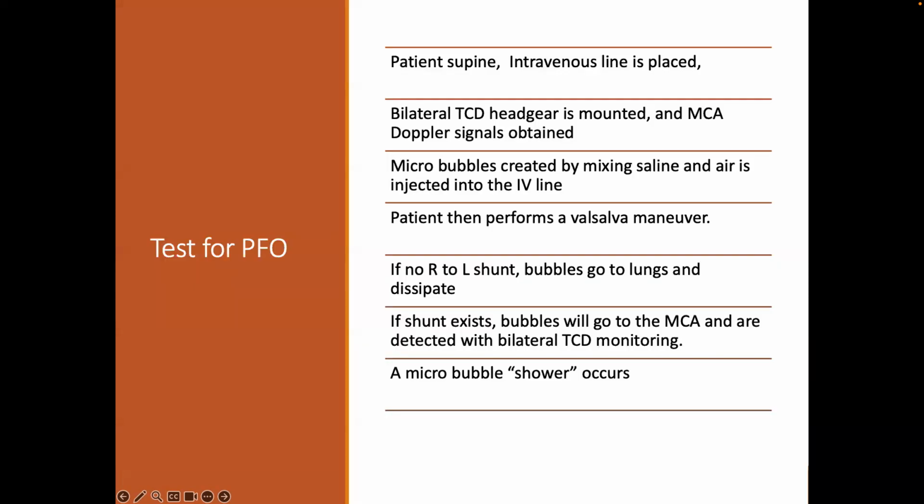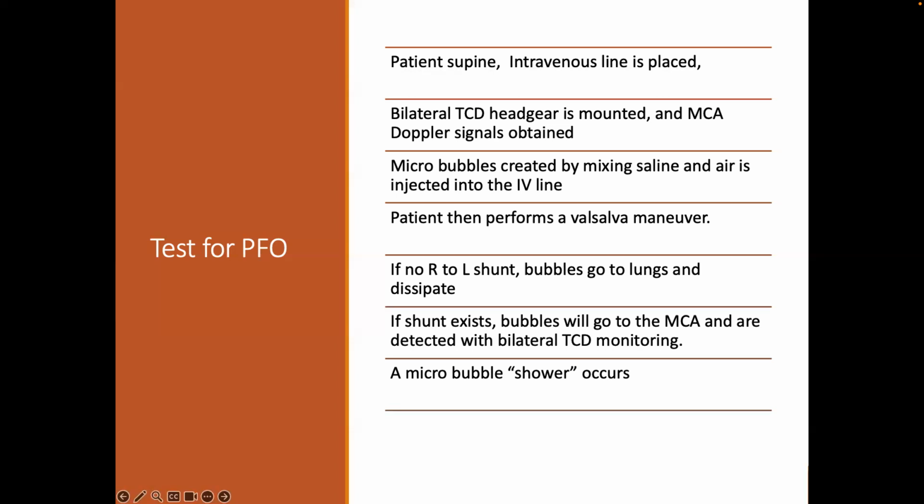Okay, so the way that they test for a PFO, basically they're going to put an IV in a patient. They have the bilateral headgear. They record the MCA signals, and then they'll do a bubble study, agitate saline, push it in through the IV. Patient will do a Valsalva maneuver. If there's no shunt, the bubbles go to the lungs and dissipate. If there is a shunt, the bubbles will go to the MCA, and you'll see that microbubble shower.